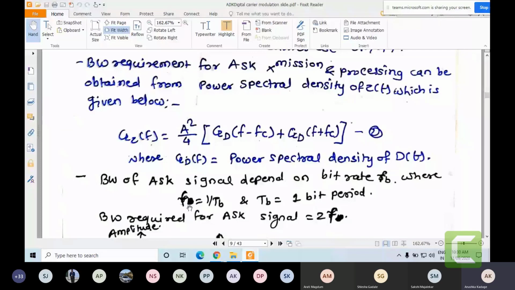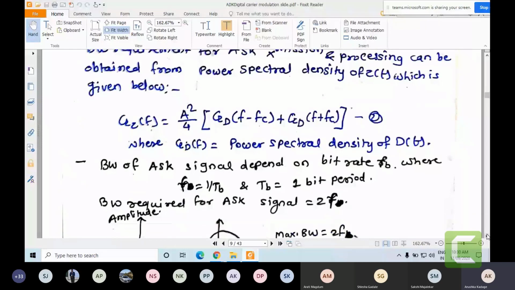And that's why here we have mentioned that TB is equal to 1 bit period. So the bandwidth which is required for the ASK signal is obviously twice that of this FB, because here we have to follow again the Nyquist criteria for getting the modulation transmissions to be done. And that's why here the bandwidth required will be twice FB minimum.